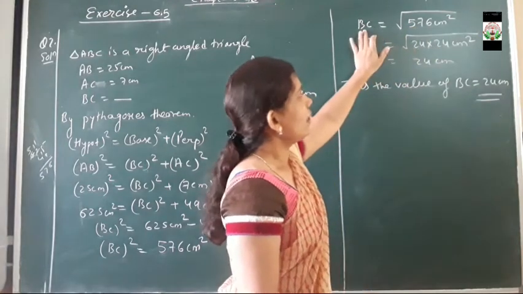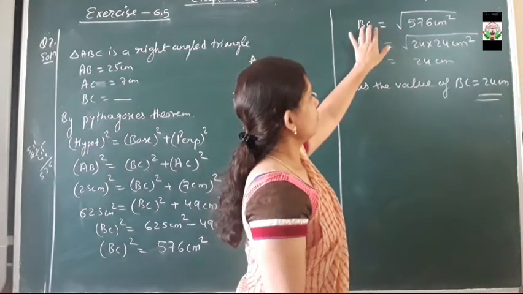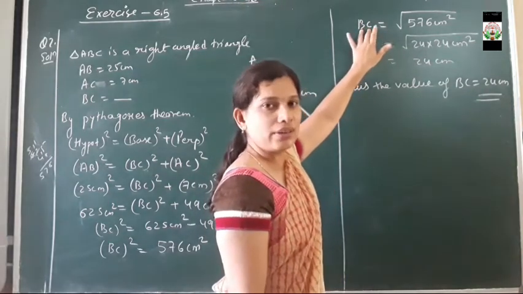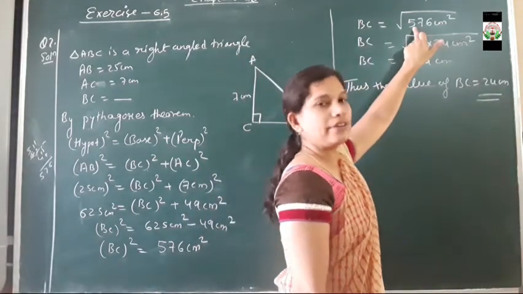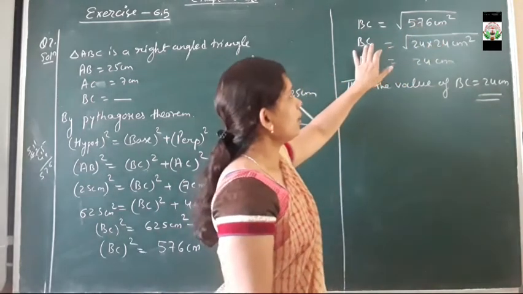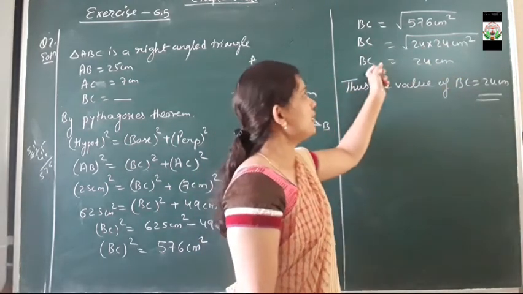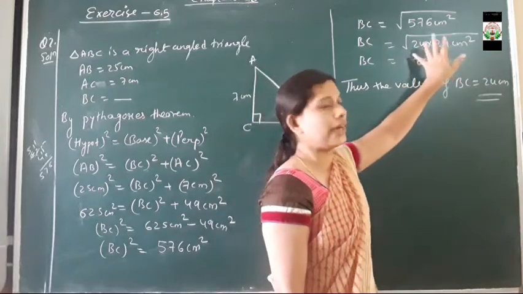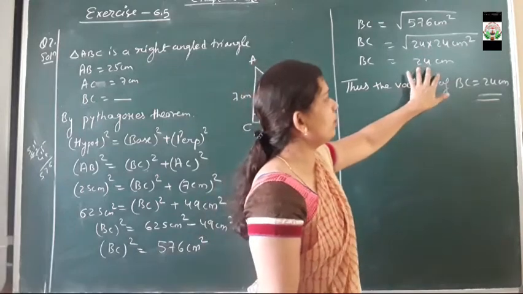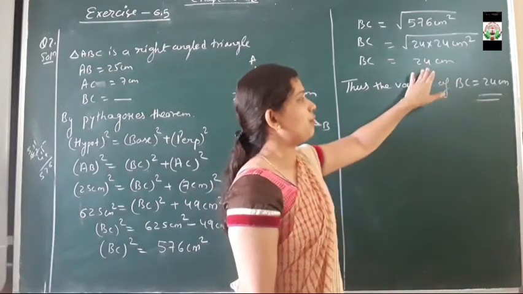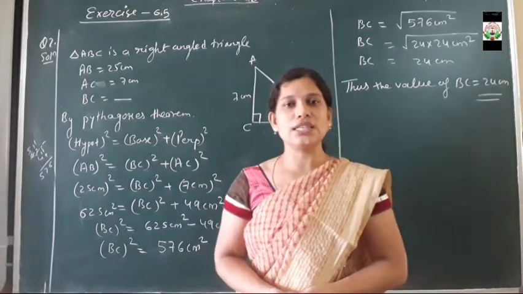As we know, square root is the inverse of a square, isn't it? So BC is equal to root of 576 centimeter. So here BC is equal to root of 24 into 24 centimeter square. This 24 and 24 make a pair inside the root, so one comes outside from the root. So BC is equal to 24 centimeter. Thus the value of the base, that is BC, is 24 centimeter.